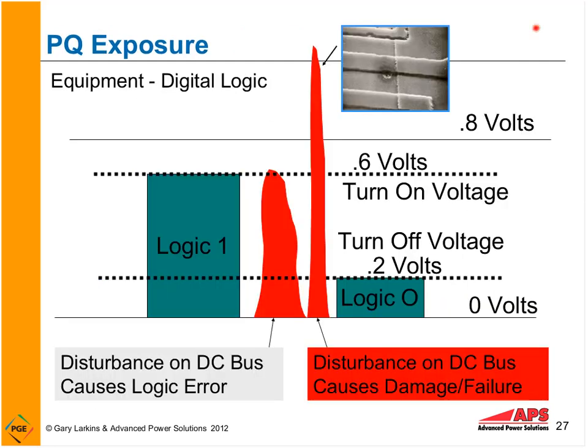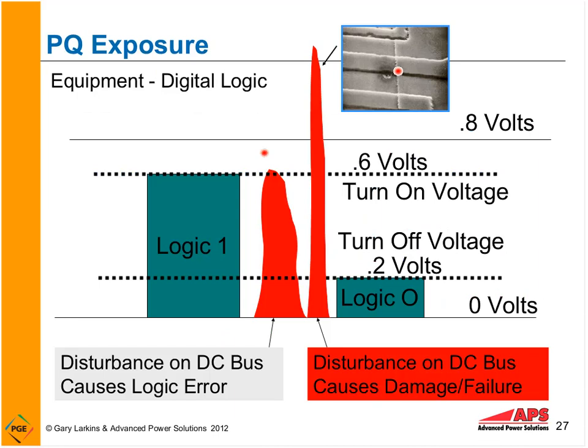So why do we have failures? Why do we have failures and intermittent issues with power quality? Well, one of the things, when we get down to the digital chip level, and this is just showing you an example of a digital chip here, and we can see it in the upper right-hand corner where there's actually a failure where the insulation broke down and it arced over.